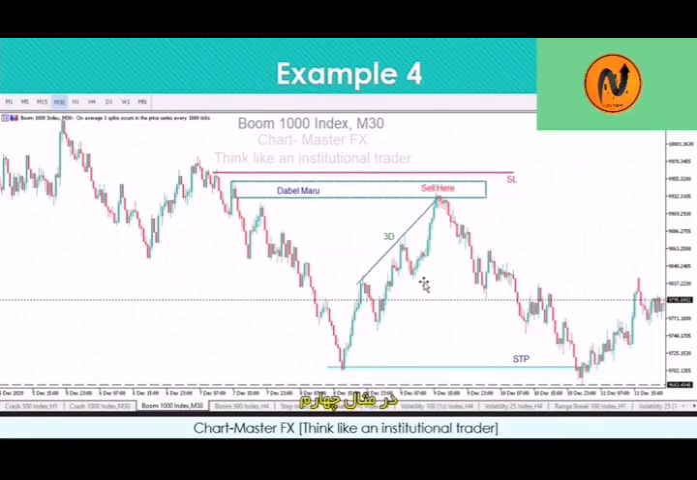On example number 4, guys, here we are on Boom 1000 Index M30. Here, guys, we had a substitute here, the W Maru, guys. Here we use the W Maru. So this was our goalkeeper.